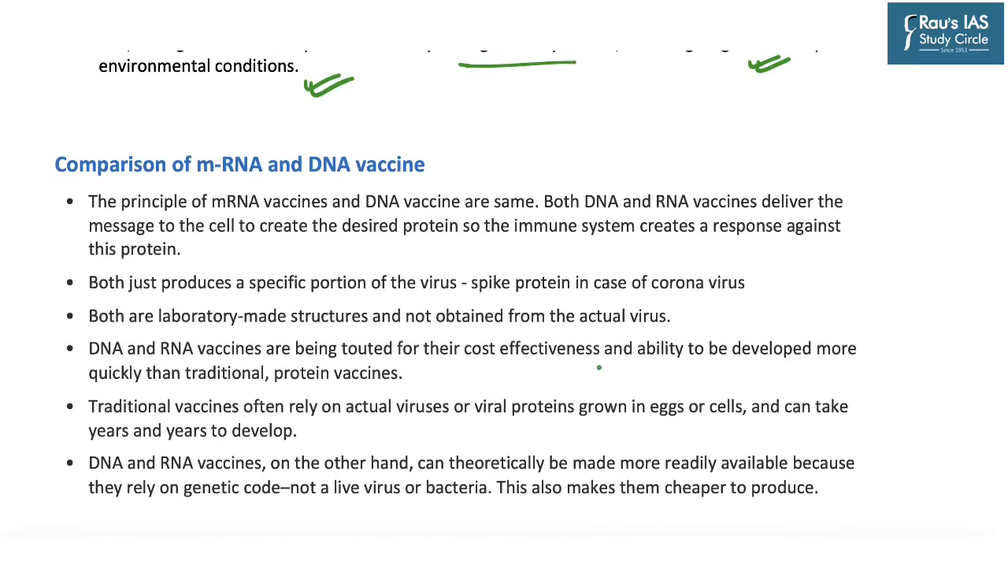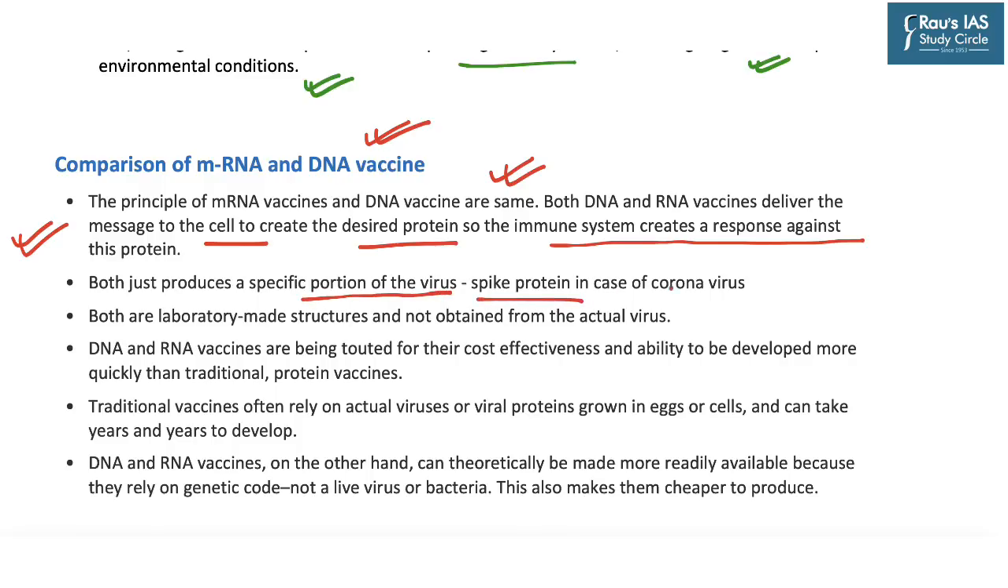Now with respect to mRNA vaccine, we also need to have a clear understanding with respect to its comparison with DNA based vaccine. So it says that the principle of messenger RNA vaccines and DNA vaccines is the same, and both DNA and RNA vaccines deliver the message to the cell to create the desired protein so that the immune system creates a response against this protein. Now both mRNA and DNA vaccines produce a specific portion of the virus, that is the spike protein in case of COVID virus, that is the coronavirus. Both are laboratory made structures and not obtained from the actual virus. Both DNA and RNA based vaccines are touted for their cost effectiveness and ability to be developed more quickly as compared to traditional vaccines.